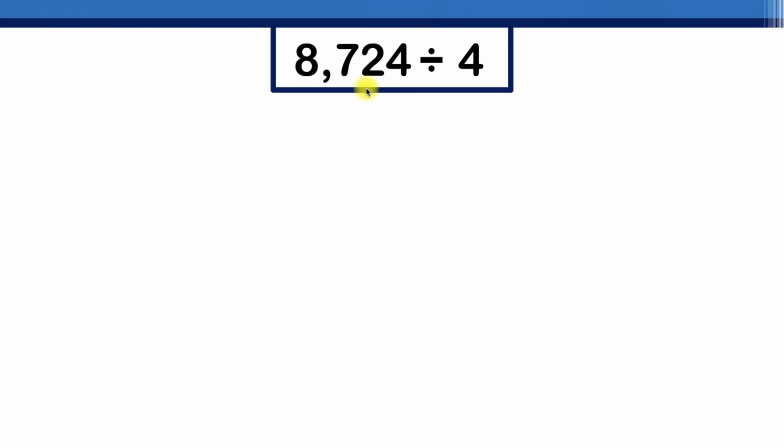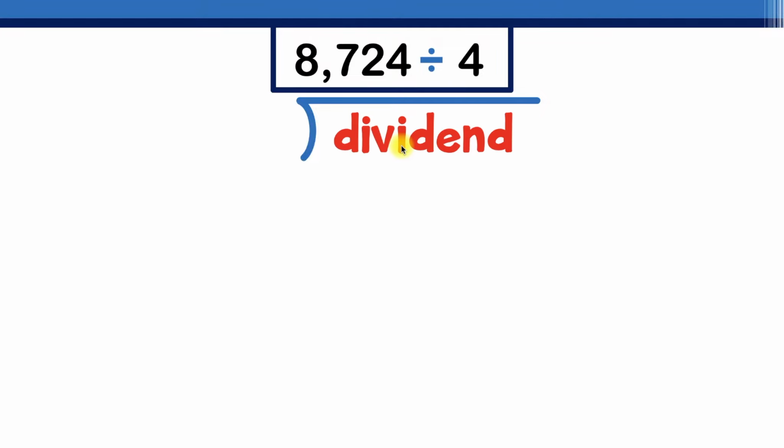So in this question, we've got 8,724 divided by 4. Now this is standard division notation. And what we have to do is take this notation and turn it into long division notation. So the division sign will be represented by the long division symbol. And when you have long division notation, what goes inside is the dividend.